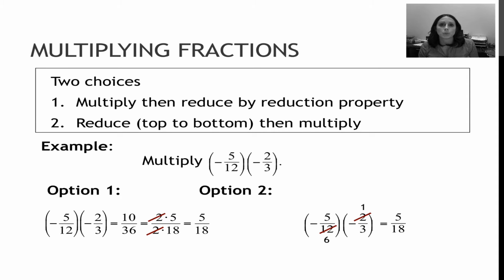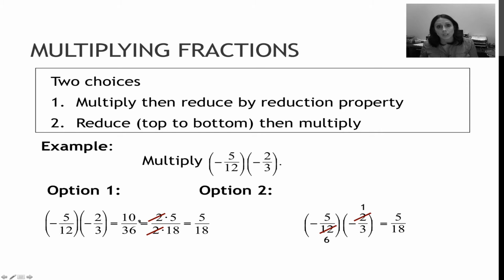The same is going to be true when we multiply fractions. So when we multiply fractions, with the positive and negative signs, we're still going to follow those same rules. But you really have two choices when you multiply fractions. The first is to multiply first. So I'm going to take 5 times 2, which is 10, and then I'm going to check my signs. Negative times a negative makes it positive. And then 12 times 3, which is 36. So 10 over 36 is one version of the correct answer, but of course we have to reduce.